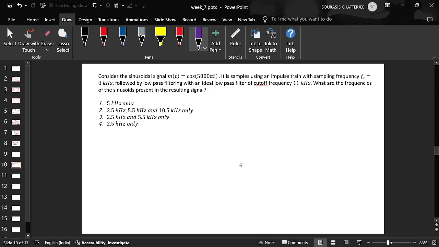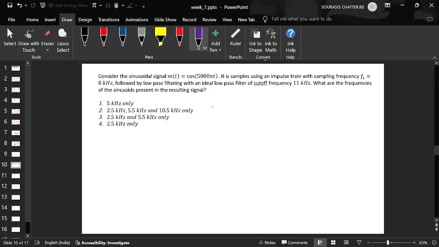So now we have a sinusoidal signal m(t) equal to cos 5000 pi t, and it is sampled using an impulse train with sampling frequency of 8 kilohertz, followed by low pass filtering with an ideal low pass filter of cutoff frequency 11 kilohertz. So what are the frequencies of the sinusoid that should be left after passing through this low pass filter? That is what the question asks.